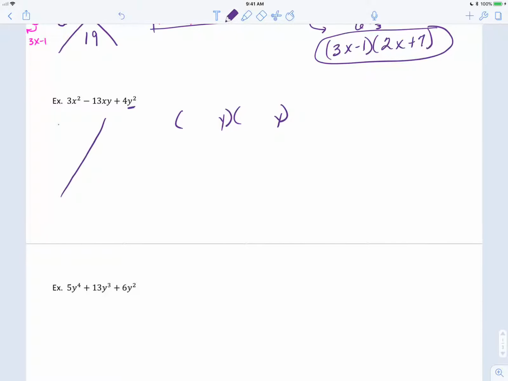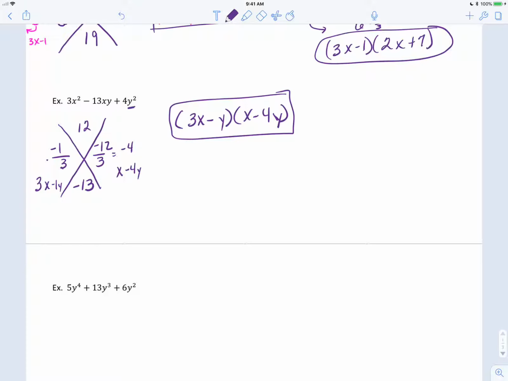Okay, big X. 3 times 4 is 12. Adds up to be the b term, negative 13. Dividing both sides by 3. Let's see, that looks like it'll be negative 1 and negative 12. This one cannot be reduced, so 3 moves to the front. This one is reduced to a negative 4, so that's x minus 4. And we're just going to remember that we put those y's there. So 3x minus 1y and x minus 4y.